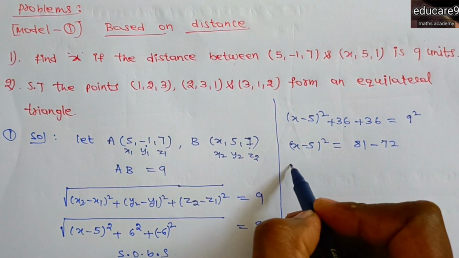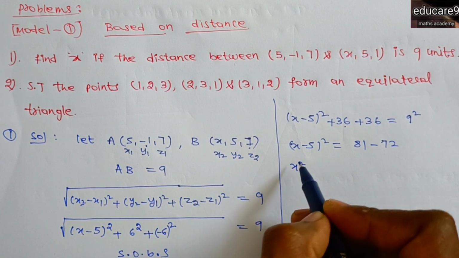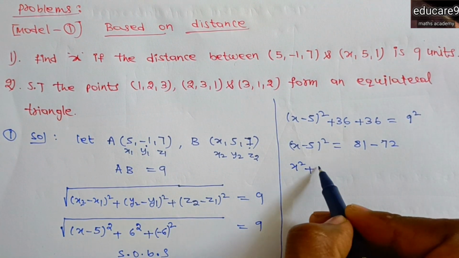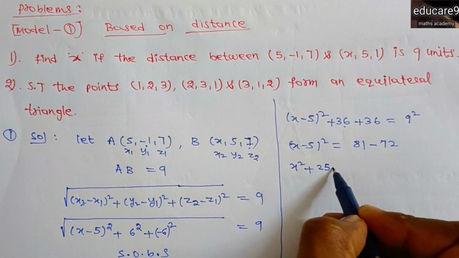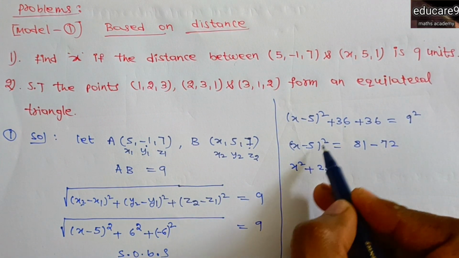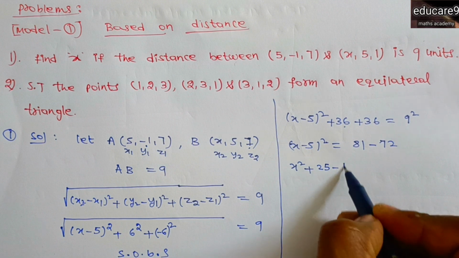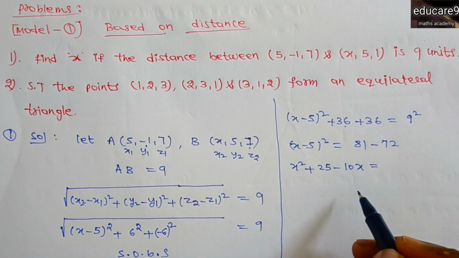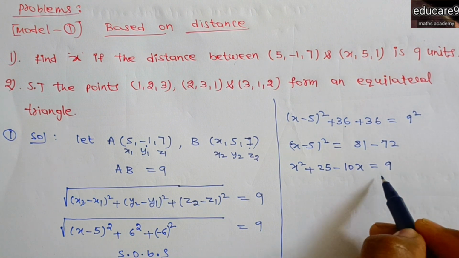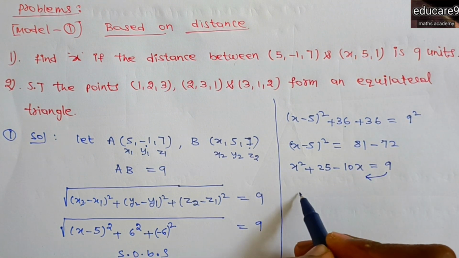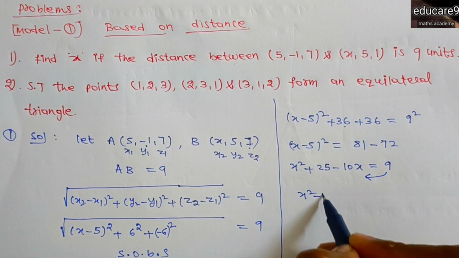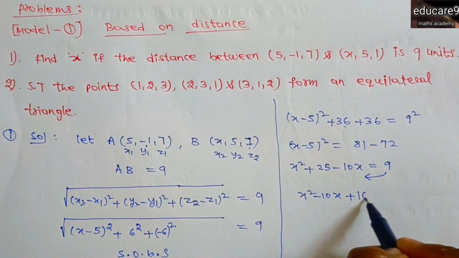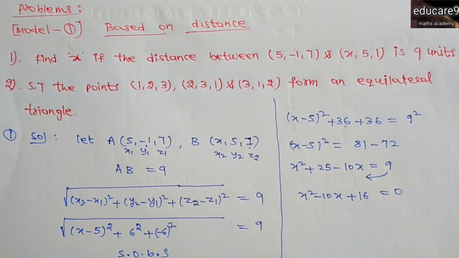We can simplify this. (x minus 5) whole square, which is of the form (a minus b) whole square, a square plus b square minus 2ab, that is x square plus 5 square is 25, minus 2 into x into 5, 10x. Here which is 81 minus 72, 9. We can send it to the left hand side. x square minus 10x plus 25 minus 9, 16, equals 0.